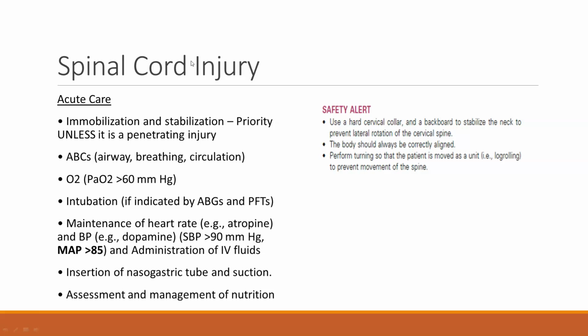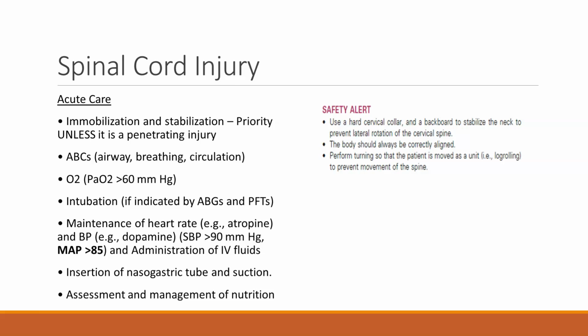All right, that's a lot of nice to know stuff. Let's get into the really good need to know stuff. So we've talked about immobilization, stabilization. This is the priority intervention early in the care of these clients, unless, again, it is a penetrating injury. We focus specifically on our airway, breathing, circulation, especially if it's C4 and above. We want to make sure that the client is adequately perfusing.